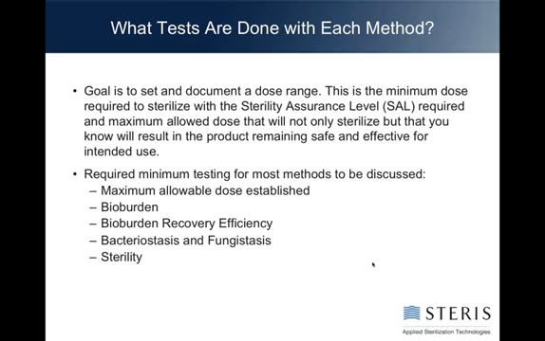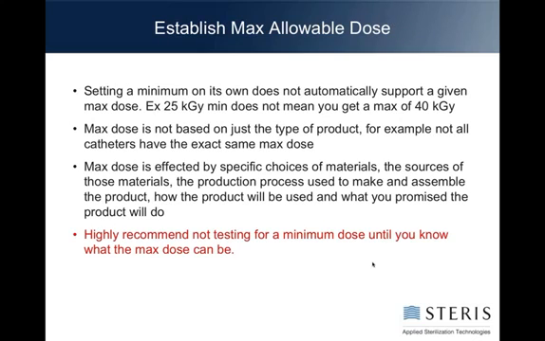Required for the minimum dose, we actually talked about some of these tests last week, but we're going to go into much more detail today. To set the minimum dose, you should know what your maximum allowable is, because you want to make sure you pick an approach that will allow you to have a dose range when you're done. You have to know what the bioburden is in most cases. You have to know what the bioburden recovery efficiency is, the bacterial stasis and fungistasis, or B and F, and sterility.